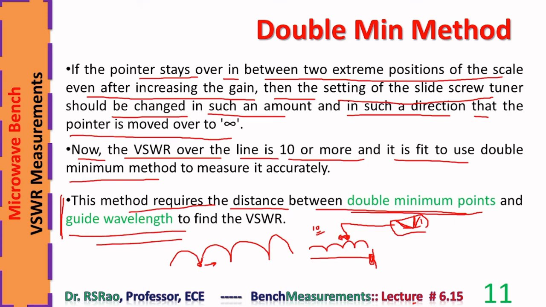You can find 2 points, one point on the left side, another point on the right side, where power is double the power at the minimum point. These 2 points are called double minimum points. The distance between these 2 points is required for measuring SWR with the double minimum method. In addition to this, guide wavelength is also required. What is guide wavelength? It is double the distance between two consecutive minimum points. This piece of information is also required. By using the bench, we find both these quantities to determine SWR.